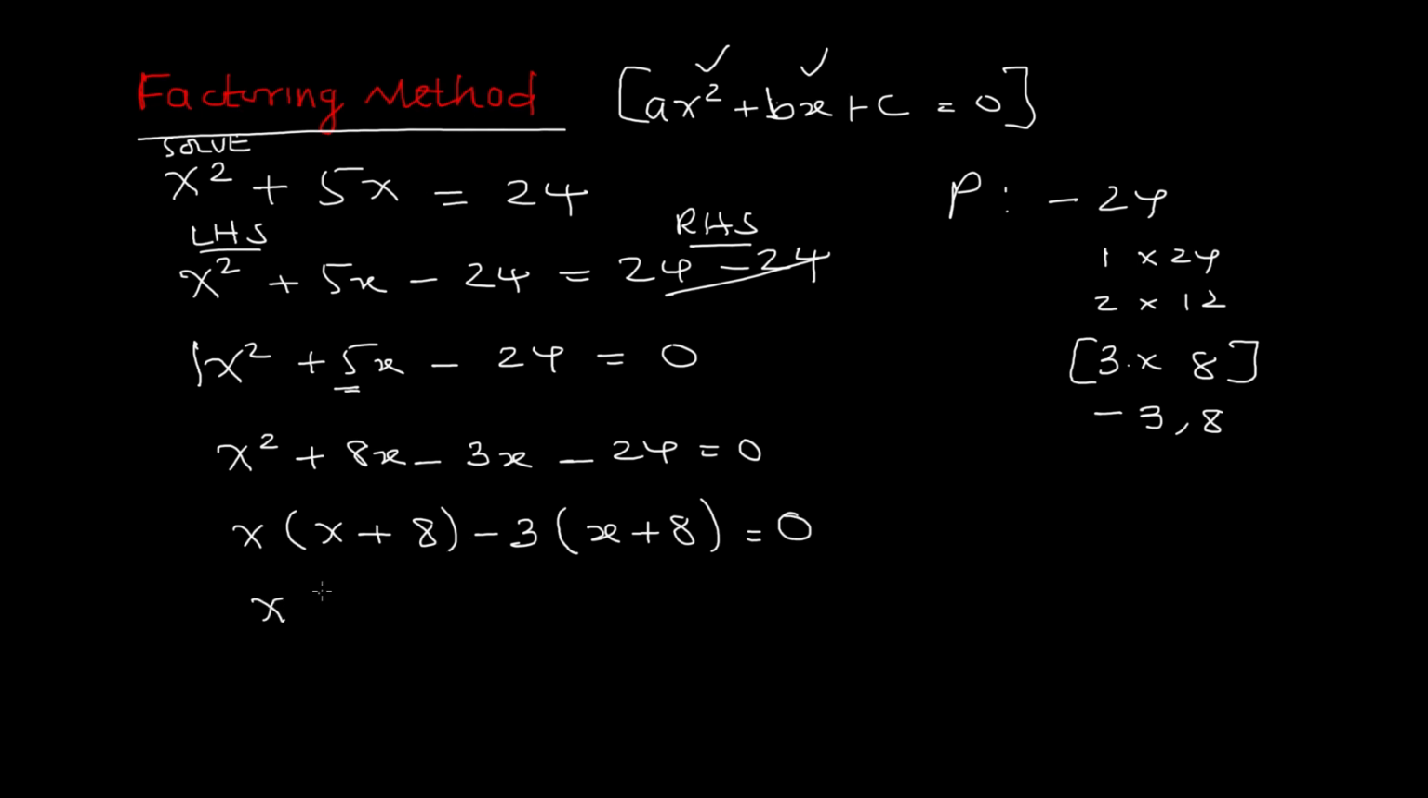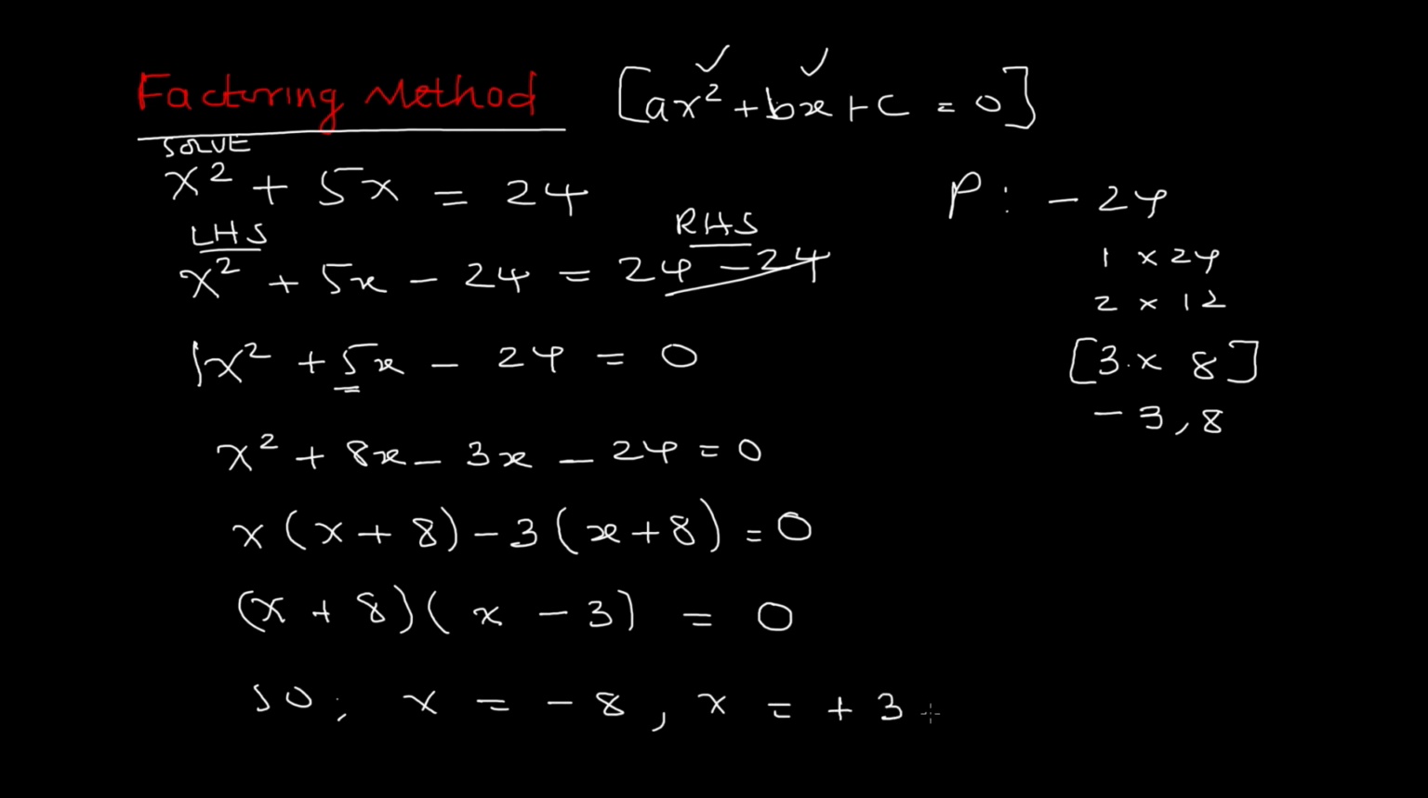So here we see that what we're doing is making sense. We factorize x plus 8, and then what we remain with is that equal to 0. So therefore x is minus 8, and x is equal to plus 3, like that. Okay. So this is when you use the factoring method.